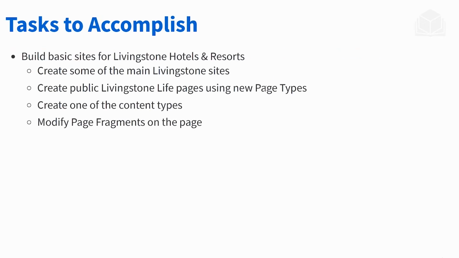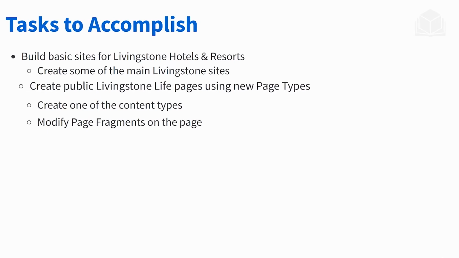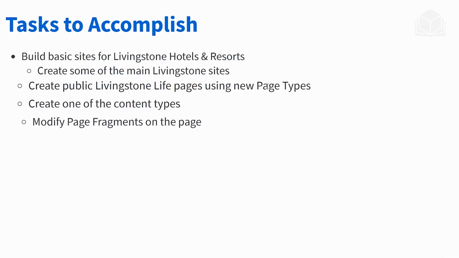So what tasks are we going to try to accomplish here? We're going to examine some of the different use cases that Livingstone has for their hotels and resort sites. Secondly, we're going to use page types, a new concept, to create public Livingstone Life pages. We're also going to create our own content type and then take some more practice at modifying page fragments. You remember from the first module we did some of that. We're going to do a little bit more here in depth.